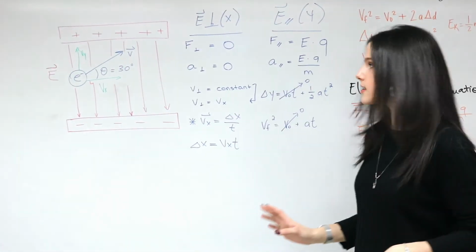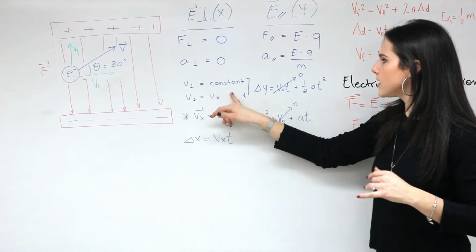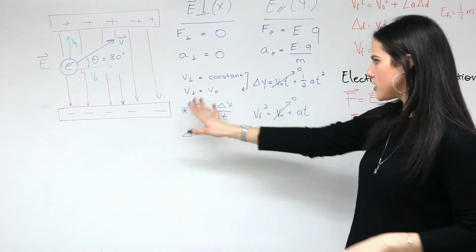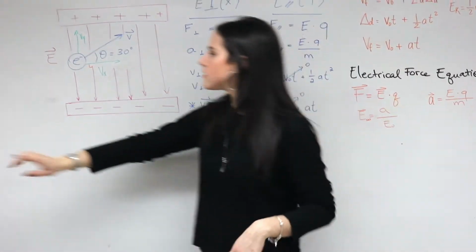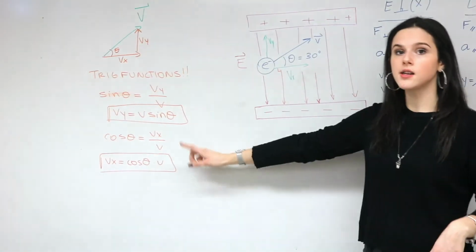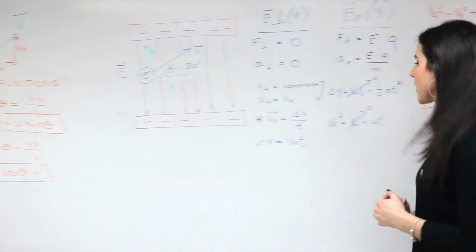It doesn't change in this case. So, for that reason, it remains constant. V perpendicular will equal Vx, which we did designate as cos of theta times the magnitude of the velocity.